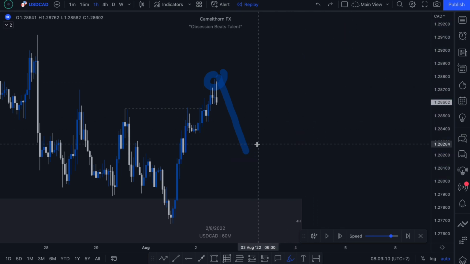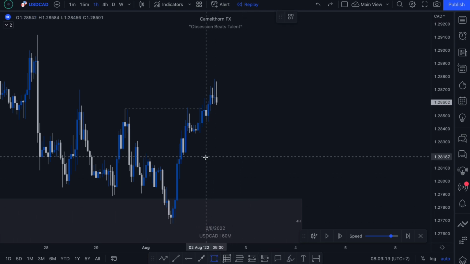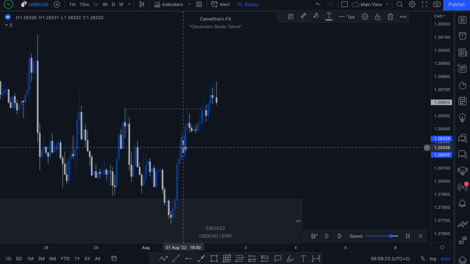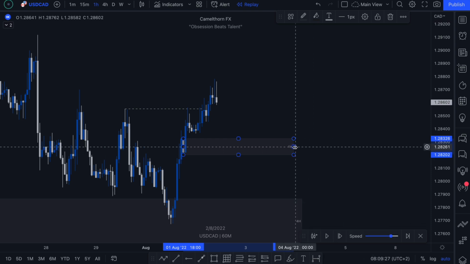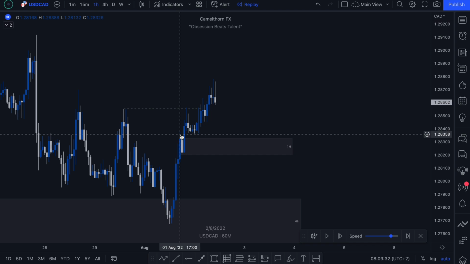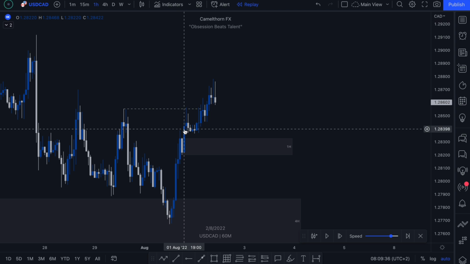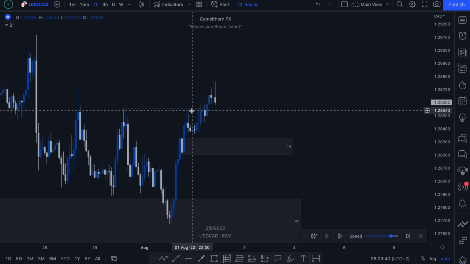Okay, so before we dive in and look at where our 15-minute change of character could potentially result, we can already mark out this 1 hour demand in here. Very, very nice zone that we can mark out, because we can see that we had a lower time frame range that formed in here, and then price action generated this bullish engulfing candle. We have the imbalance left over. We have a break of structure.